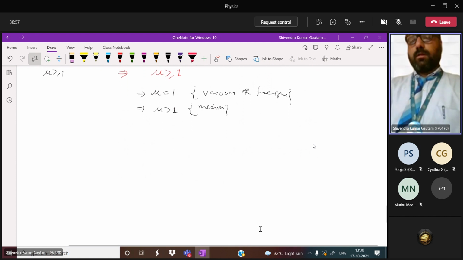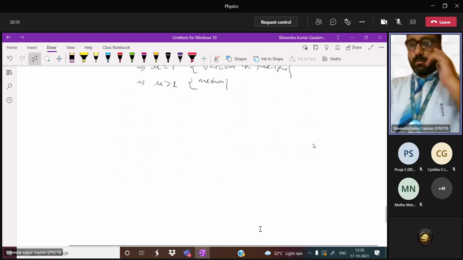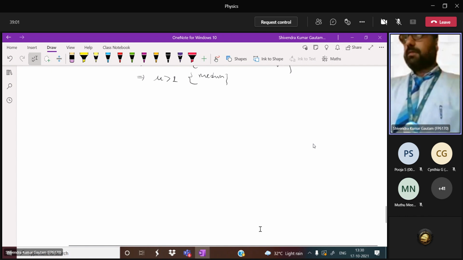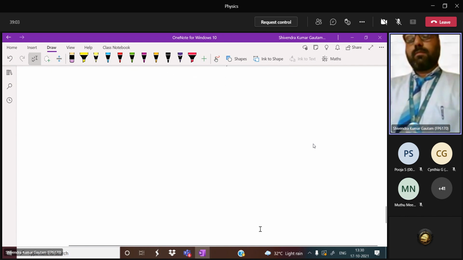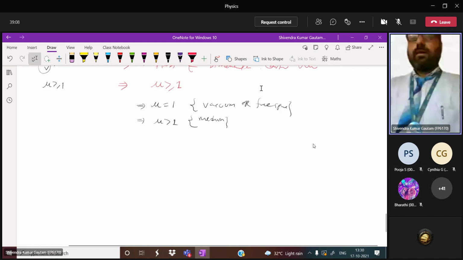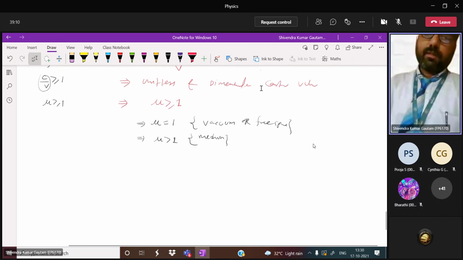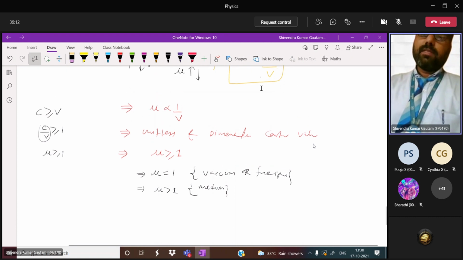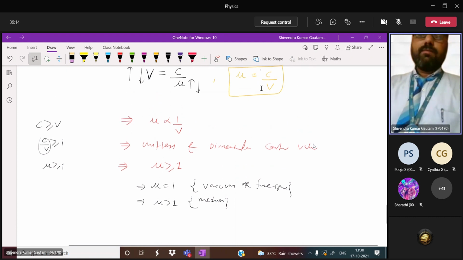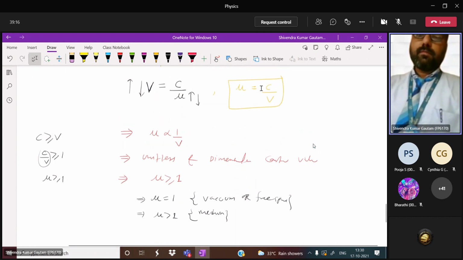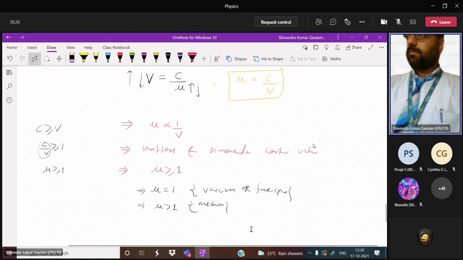Now write down types of refractive index. Sir, can you repeat the definition alone, sir? Now it is the characteristic of a medium which decides the speed of light in it. Which decides the speed of light in it. Okay?